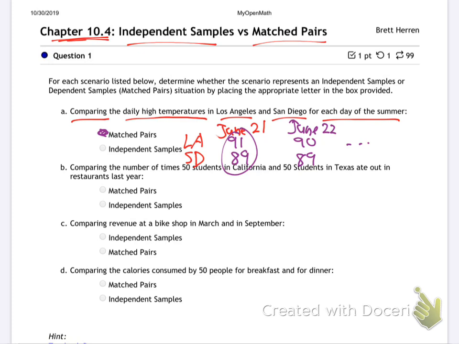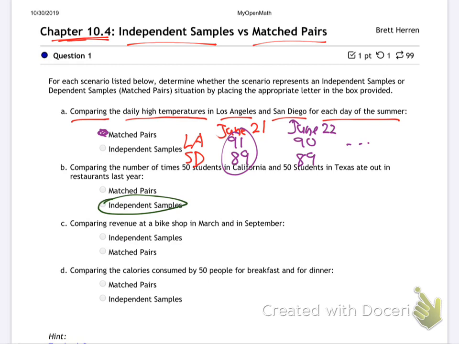All right, next one, part B. Comparing the number of times 50 students in California and 50 students in Texas ate out in restaurants last year, trying to figure out where they eat out more. So matched pairs or independent samples? Those are totally independent, aren't they? There's no matching in any way.